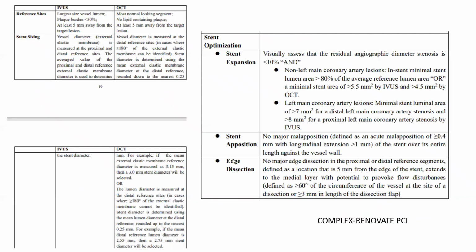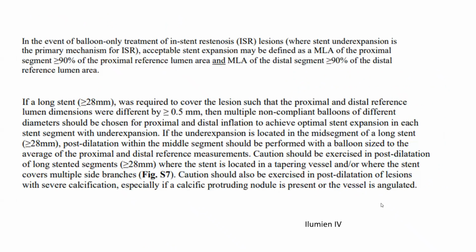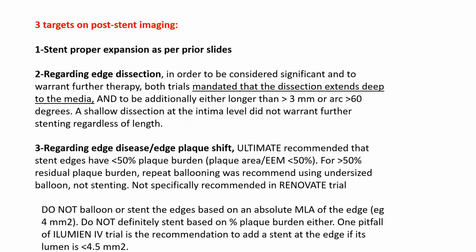And those are slides from the trials COMPLEX, RENOVATE, and ILUMIEN IV that corroborate what I just described. And there are three targets on post-stent imaging. I explained the stent expansion target, but also there are two more targets: no edge dissection and no severe edge disease or edge plaque shift. And I will explain those.